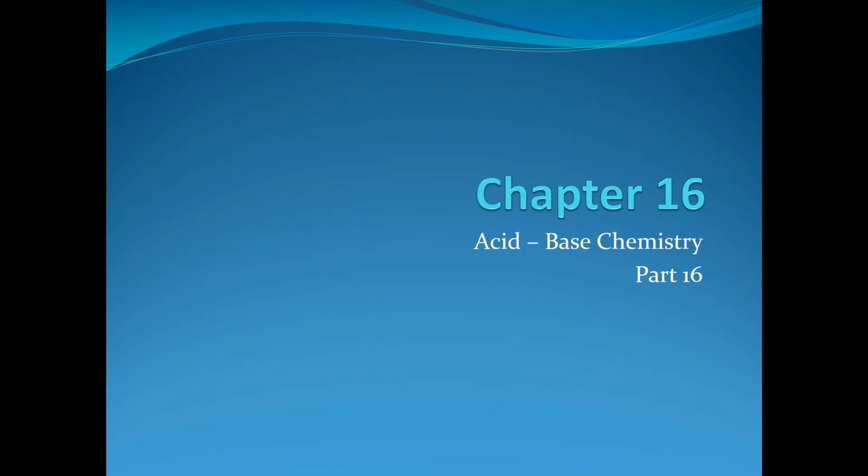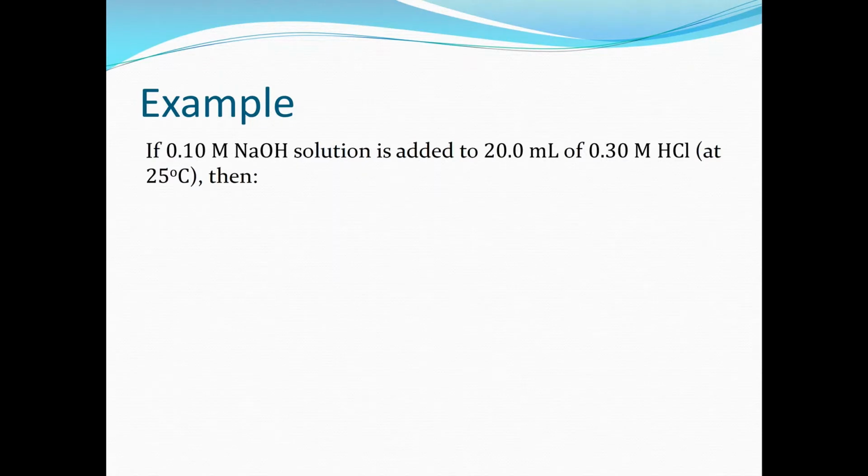So let's take a look at how we would go about calculating the pH at various points along a titration curve. And so we're going to look at a particular example. We're going to say we have a 0.10 molar sodium hydroxide solution, and we're going to add that to 20 milliliters of a 0.30 molar hydrochloric acid solution at 25 degrees Celsius. So everything is going to be assumed at 25 degrees Celsius.